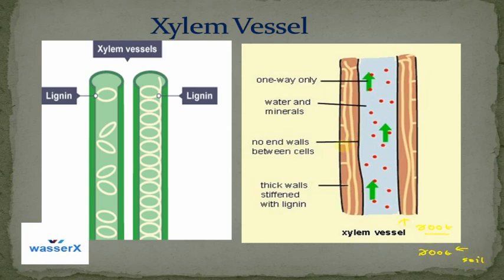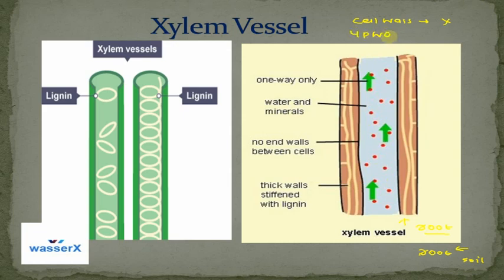So there are no end walls between cells. This is after the modification. Once they are completely made, these cell walls we just saw will disappear. So after this, a continuous hollow tube is made. And in this tube, the water and minerals are transporting in the upward direction.